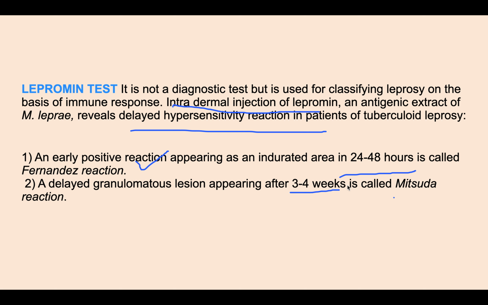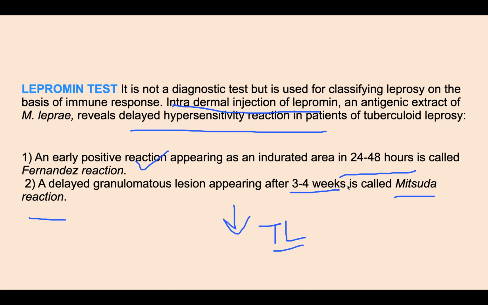So these two reactions will be seen in the tuberculoid type of leprosy. We will understand there are various varieties of leprosy, but in the leprosy in which the patient has good cell mediated immunity, in which the patient has a good hypersensitivity reaction, those patients will develop this type of reaction. Other patients will not have the reaction. So this tells the immune response against leprosy.